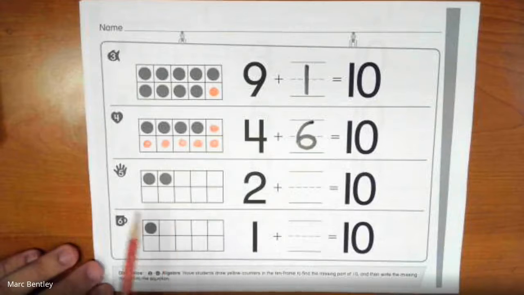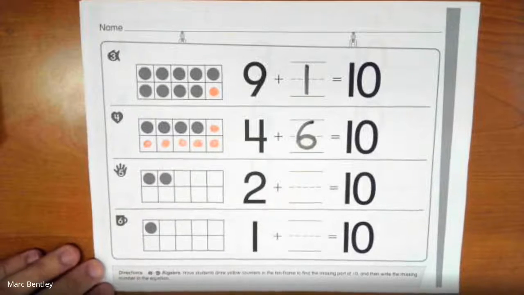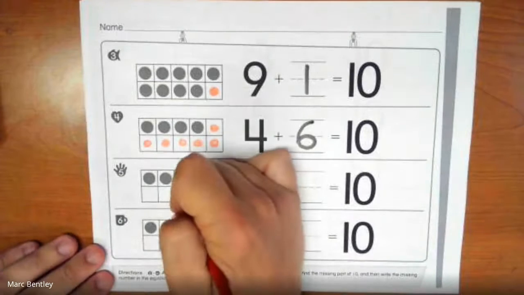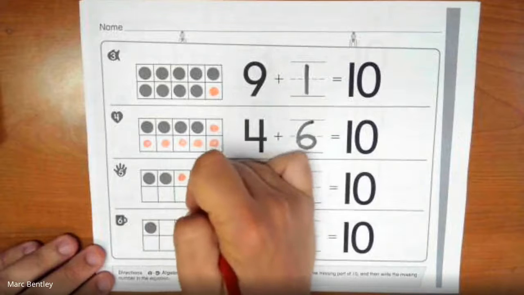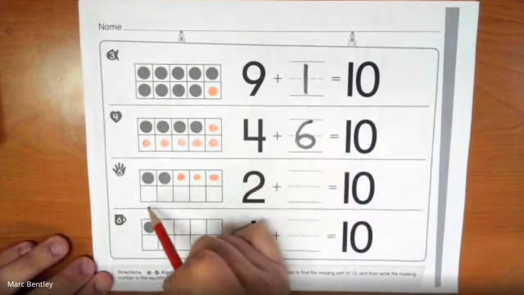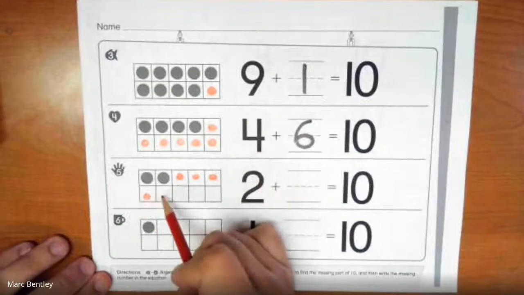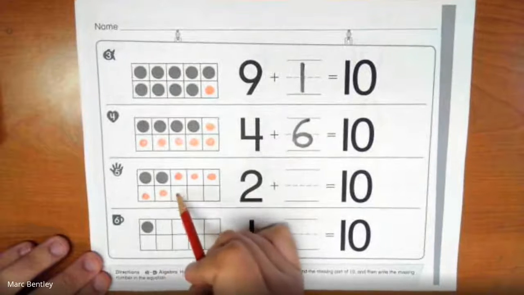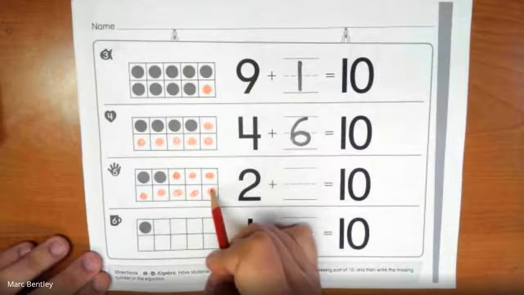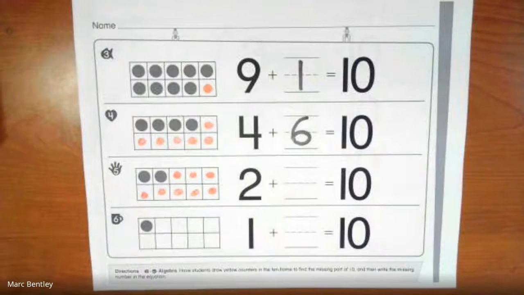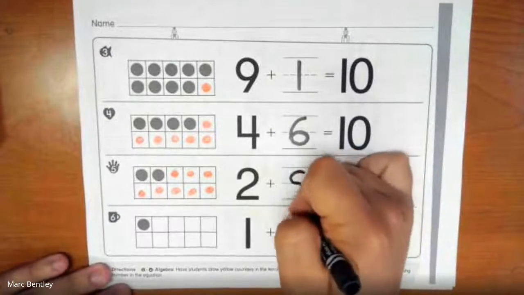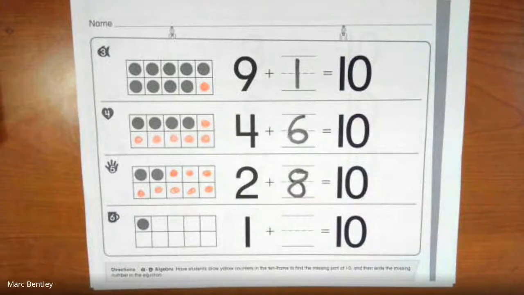Okay, next one. I have 2 counters in my 10 frame. How many more will I need? Count with me. 1, 2, 3, 4, 5, 6, 7, 8. So I got 2 black counters, 8 red counters. 2 plus 8 makes 10.